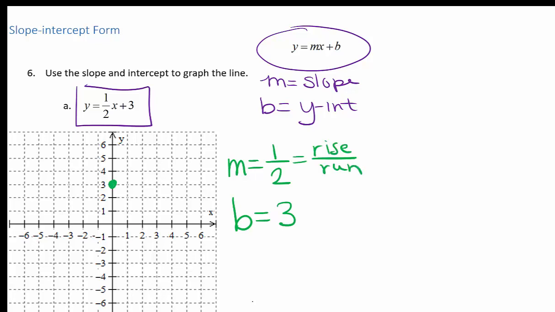If the slope is 1/2, slope is rise over run, that means I have to go up 1 and over 2 to get the next point. And I could keep doing this, up 1 over 2, until I have enough points that I can connect the dots and draw a nice straight line.